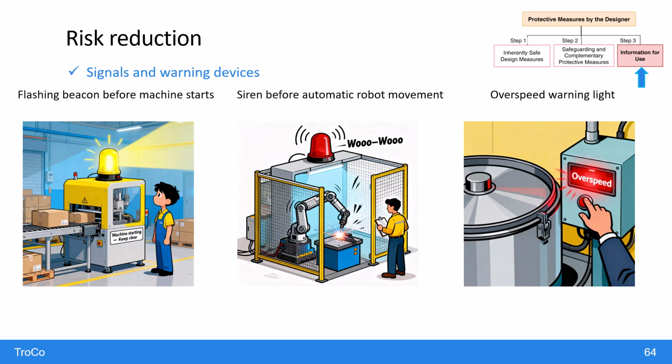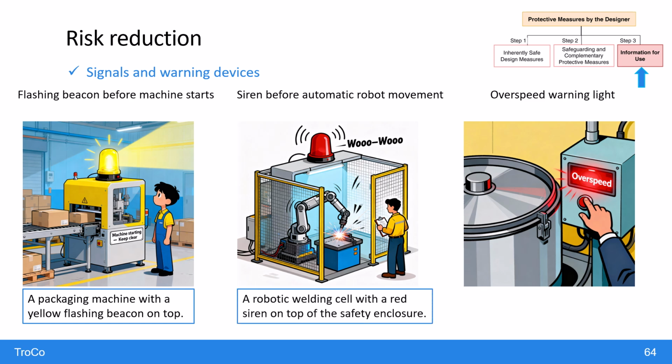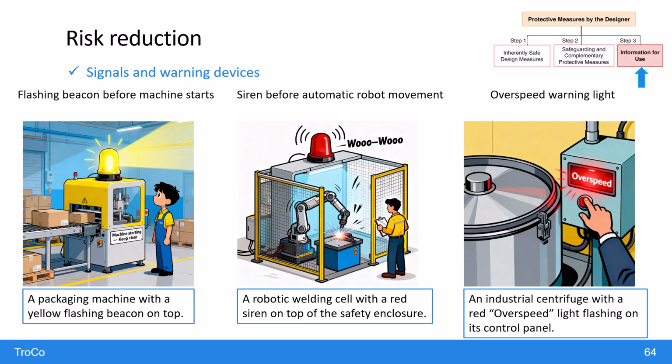Here are some examples of signals and warning devices. Flashing beacon before machine starts. A packaging machine with a yellow beacon that lights up a few seconds before the conveyor begins to move. Siren before robot movement. A robotic welding cell with a red siren that sounds just before the robot arm starts moving, warning nearby workers to stay clear. Overspeed warning light. An industrial centrifuge with a red overspeed light flashing on its control panel. The operator sees it and reaches for the stop button immediately.